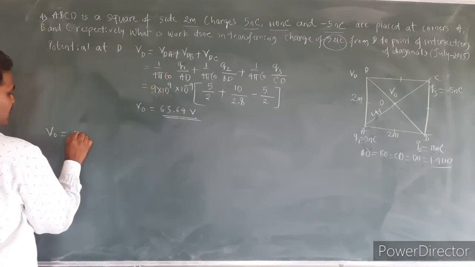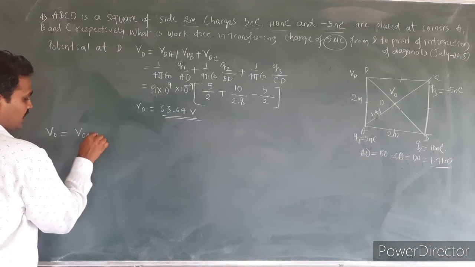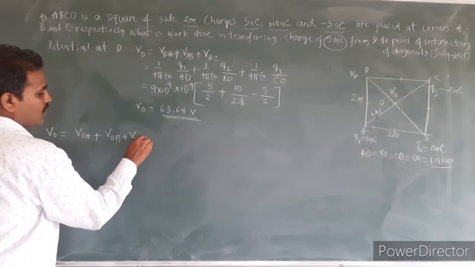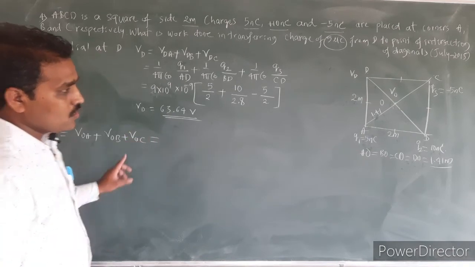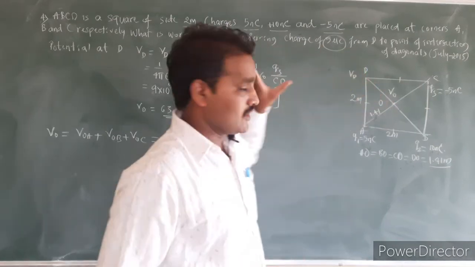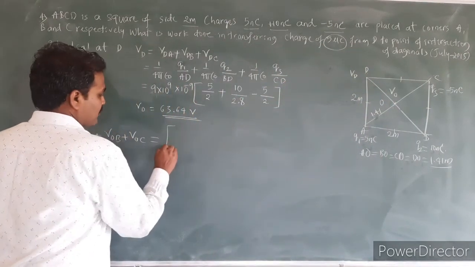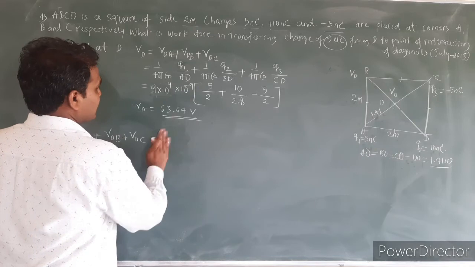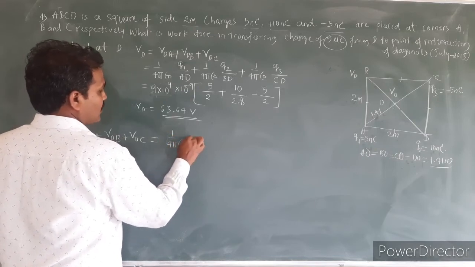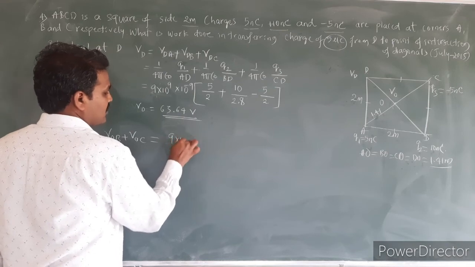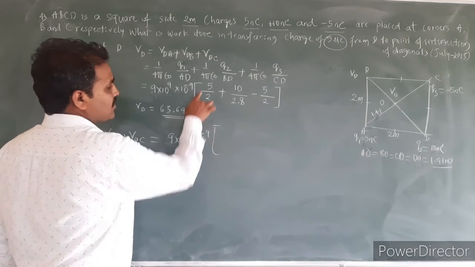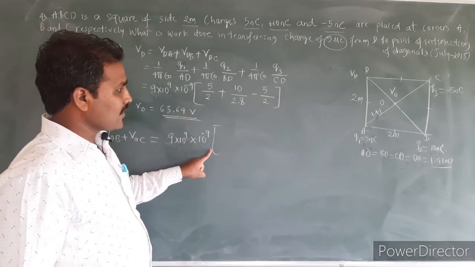So VO is equal to VOA plus VOB plus VOC. Only the charges will remain the same, only the distance may change here, so just be careful with the distance. Here I can directly write 1 by 4 pi epsilon naught, or 9 into 10 to the power of 9 into 10 to the power of minus 9.